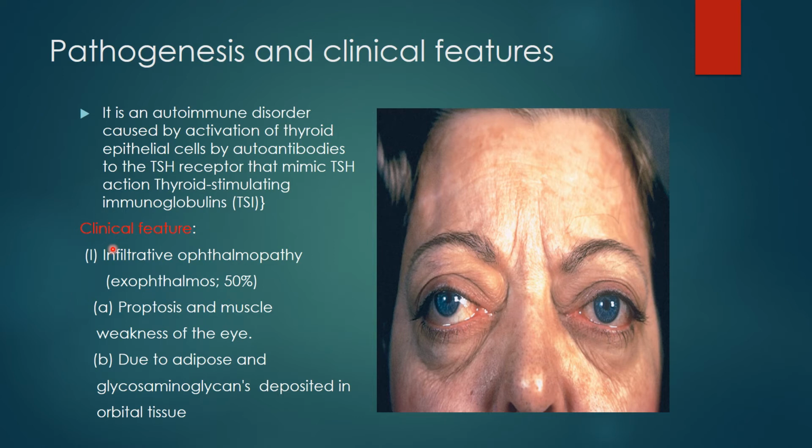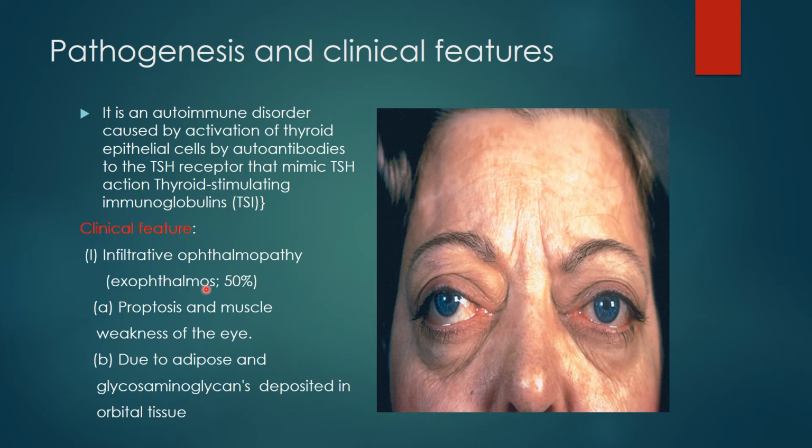So how does it happen and what are the clinical features of Graves' disease? Basically, as I said, it is an autoimmune disorder. It is caused by activation of thyroid epithelial cells by autoantibodies. These autoantibodies are against the TSH receptors. They mimic TSH action, thyroid stimulating immunoglobulins. It causes hyperfunctioning of the gland.